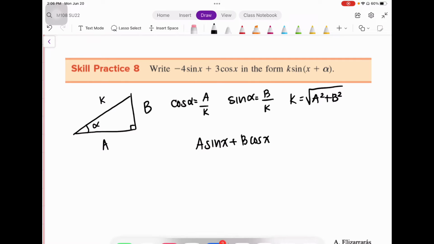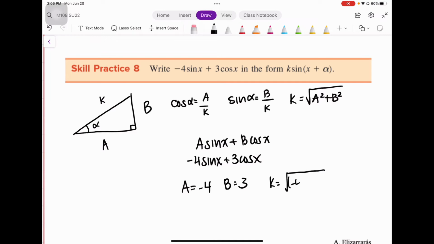And so here we see that with the expression negative 4 sine x plus 3 cosine x, our A is negative 4 and our B is 3. And so K is found by taking the square root of negative 4 squared plus 3 squared, it's a Pythagorean triple. That's going to be 16 plus 9, or the square root of 25, which is 5. So our K value is 5, our A value is negative 4, and our B value is 3.